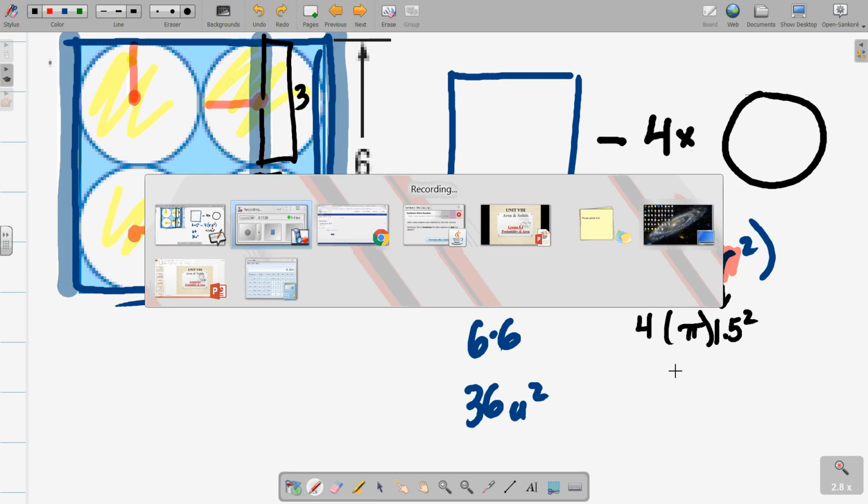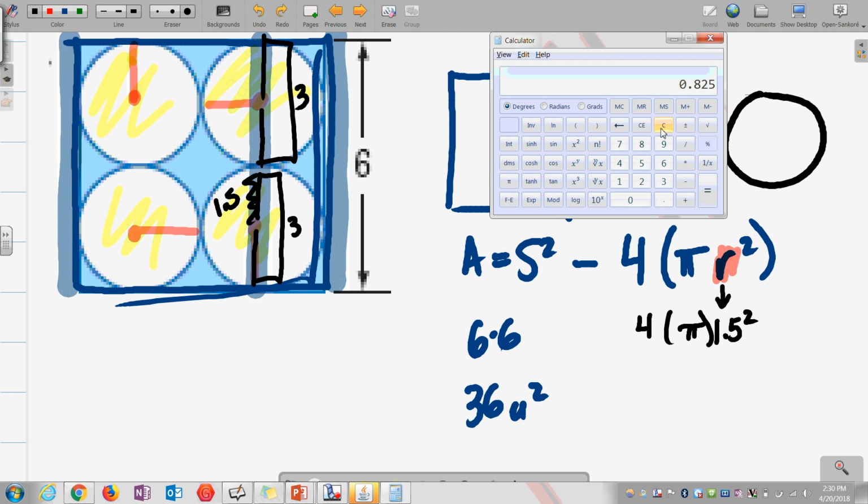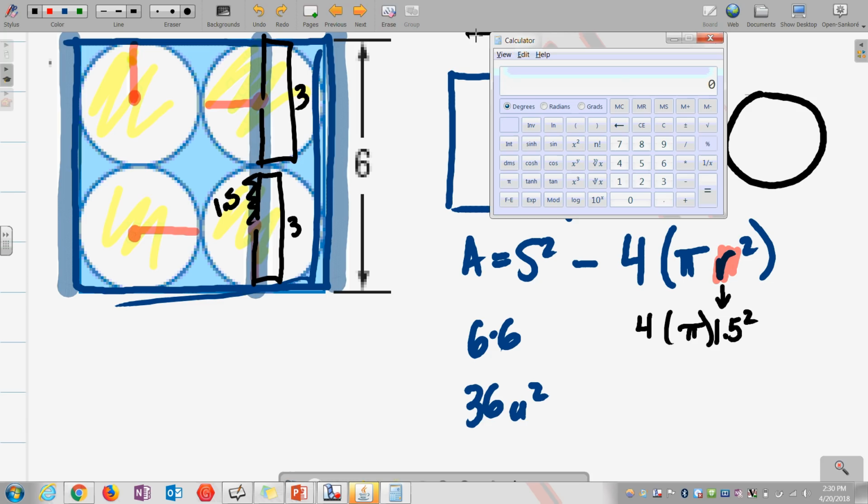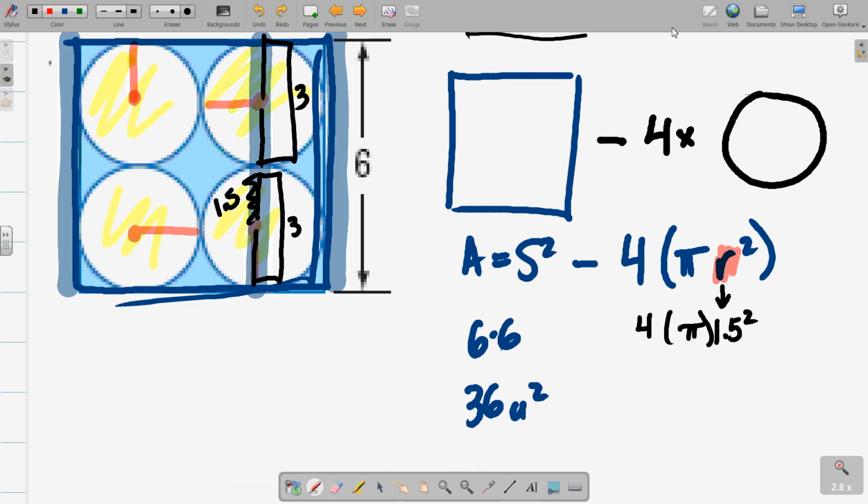All right, now you can get your calculators out. Follow with me on your calculator. I'm going to start by squaring the radius, 1.5 squared, times by the pi key. And now I have 4, so I'm going to times by 4, take it to the second decimal place, 28.27.